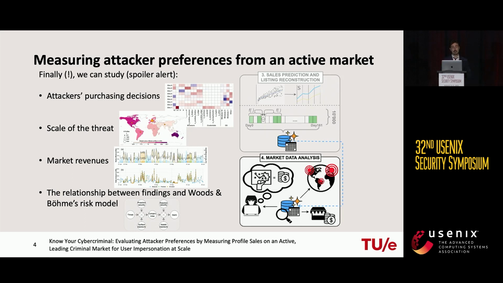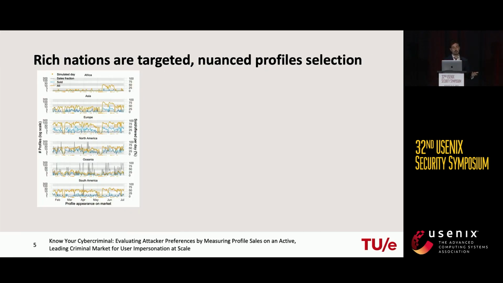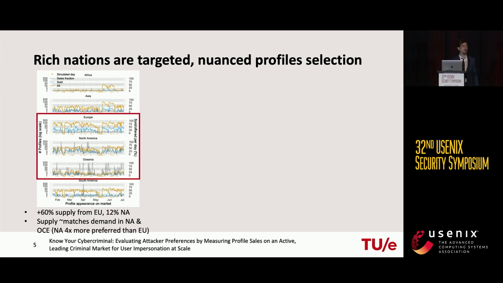We can finally study attacker purchasing decisions, the scale of the threat, and market revenues, and we contextualize our findings in relation to the broader risk model proposed by Woods and Bohme. What we learned is that rich nations are mostly targeted, especially the EU. More than 60% of the supply originates from the EU, roughly 12% from North America. And supply almost matches demand for profiles originating from North America and Oceania.